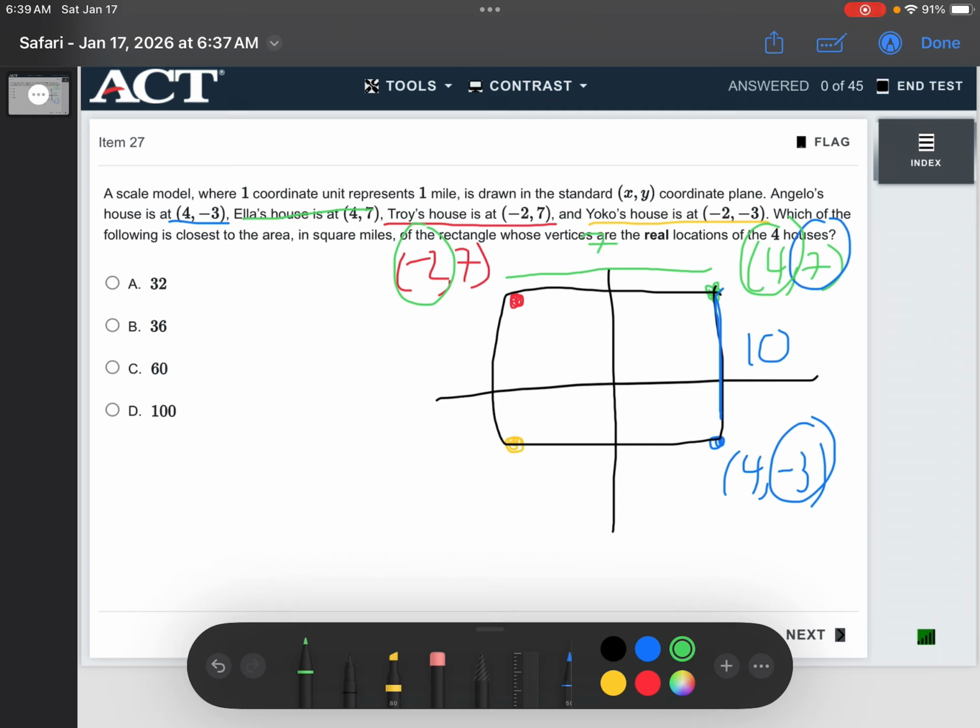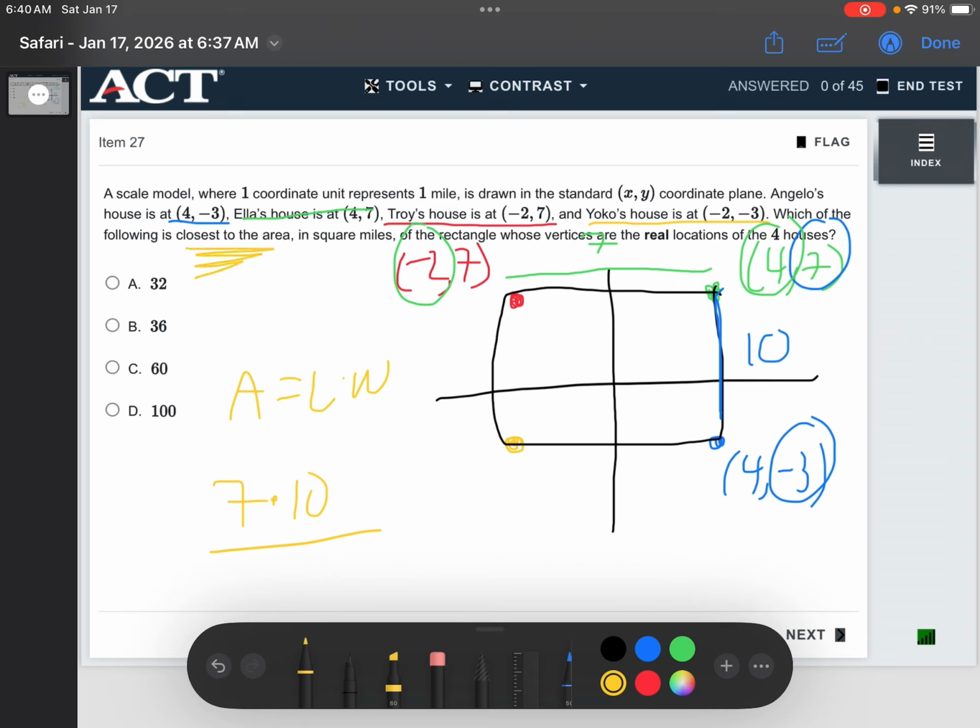So I have 7 and 10, right? And if I just want to do this calculation, it's just 7 times 10, because area is length times width. So 7 times 10 gives us 70. Let's see. And I don't see an answer choice. But what does it say? Which of these is closest in area? All right, so that's kind of annoying.